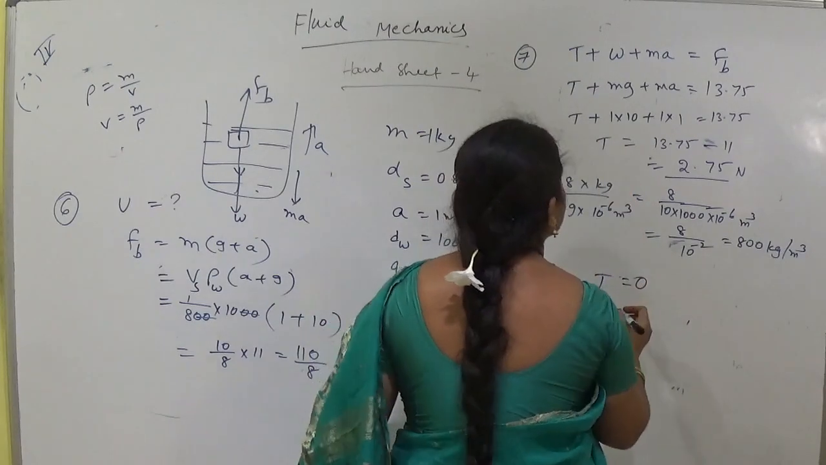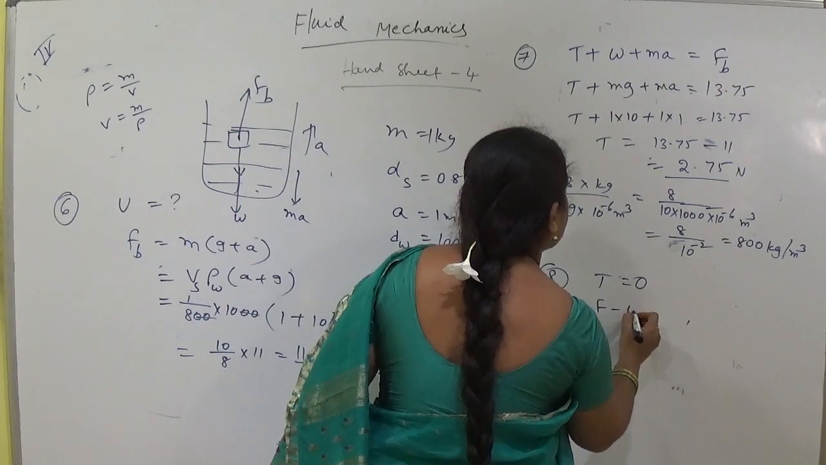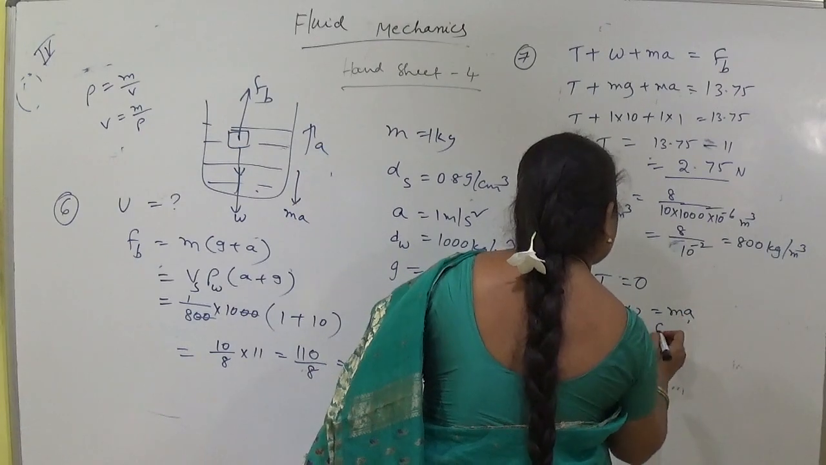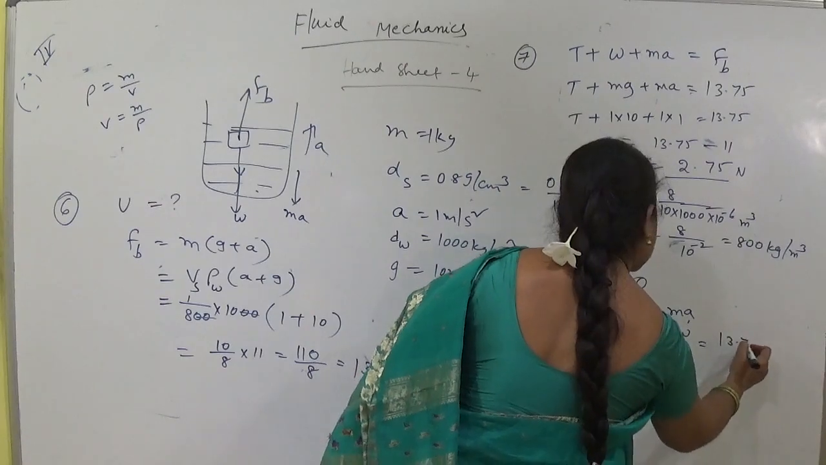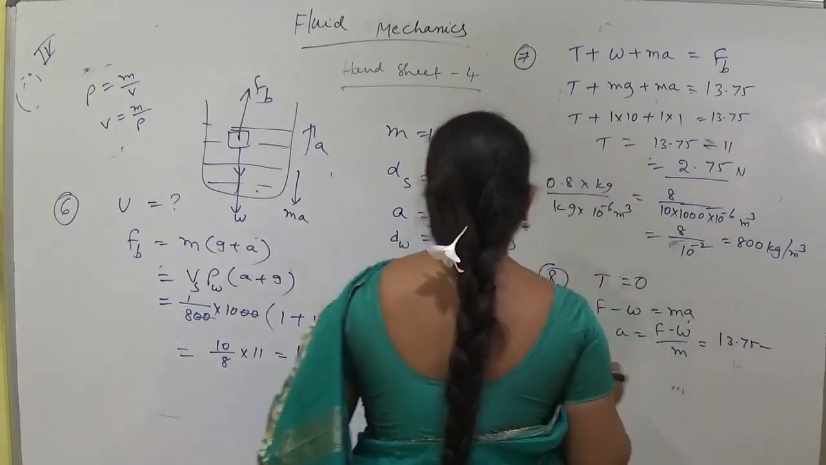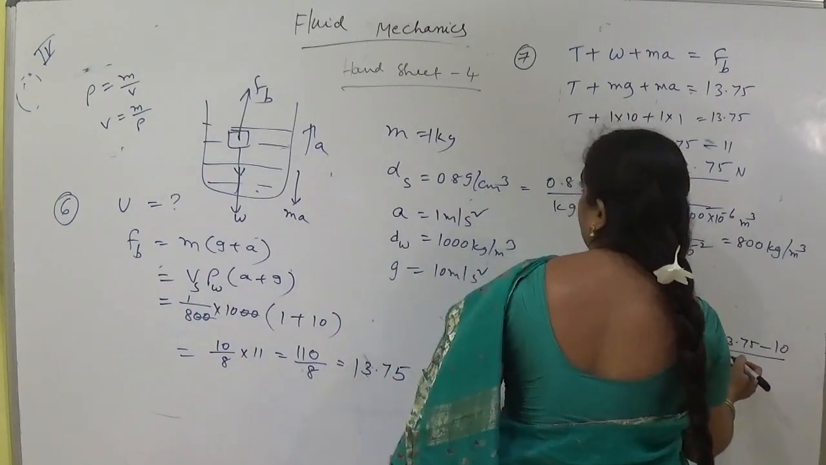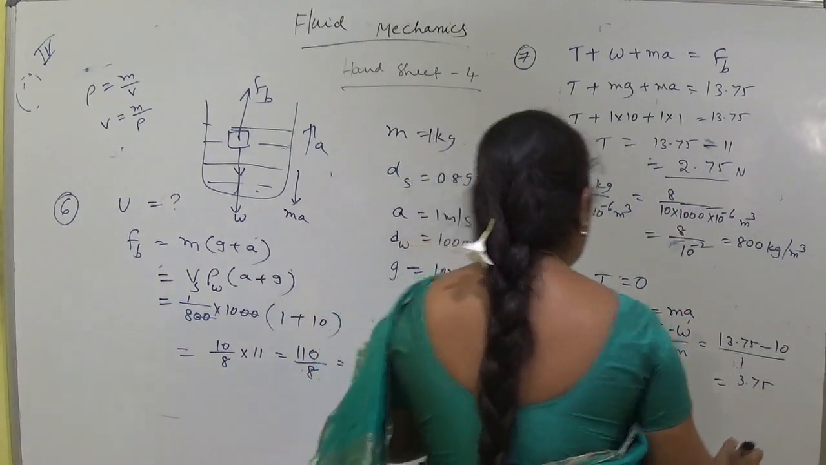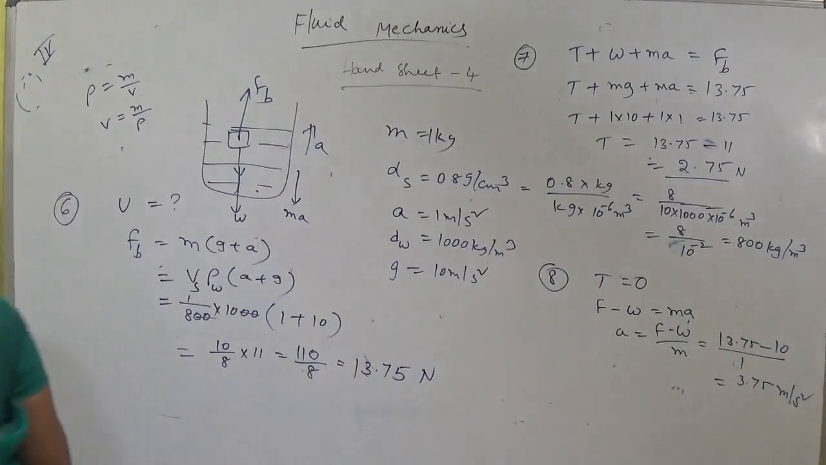T is equal to 0. A is equal to F minus W by M. F is 13.75 minus mg. M is 1, g value 10. 10 by m value 1, so it is 3.75 meter per second square.